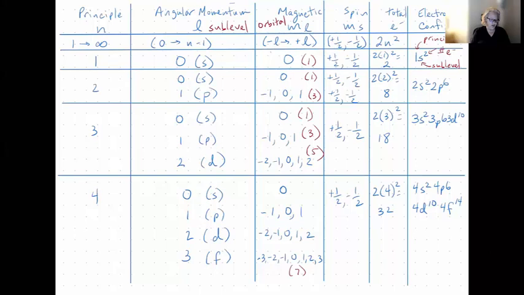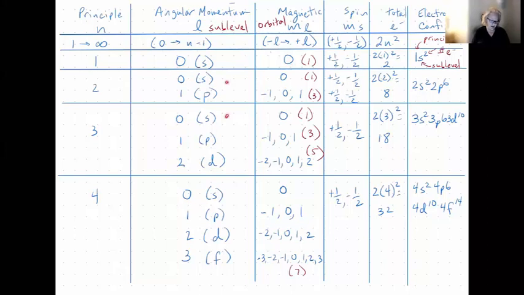There's n, the principal quantum number. There's L, the angular momentum quantum number, which is a sublevel. When L is 0, we're talking about the S sublevel. When L is 1, we're talking about the P sublevel. When L is 2, we're talking about the D sublevel. And when L is 3, we're talking about the F sublevel. Then you have the magnetic quantum number, which is any integer from negative L to positive L. So when L is 0, there's only one magnetic quantum number, 0, and that means there's only one S orbital.